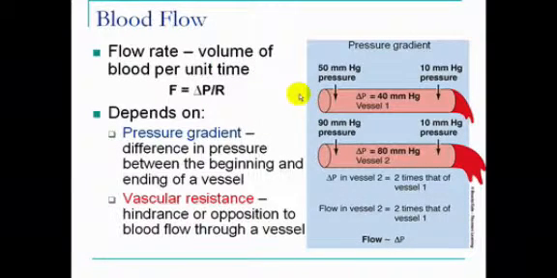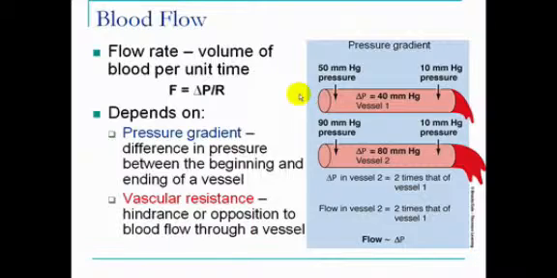Alright, so let's look at how blood flows through a blood vessel. You need to be aware of what we call the flow rate. And the flow rate is the volume of blood that moves through a vessel per unit time. Now this is looking at the volume of blood. This is different than velocity. Velocity would be the speed of the blood through a vessel. This is the volume that moves through per a certain unit time.